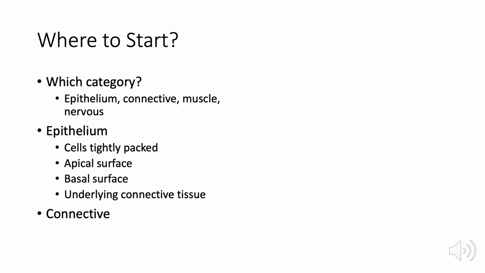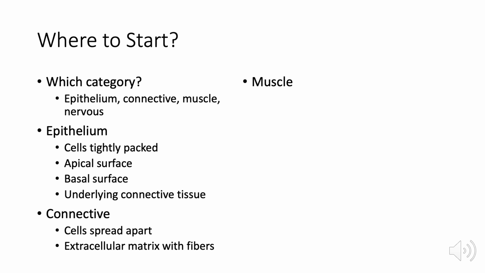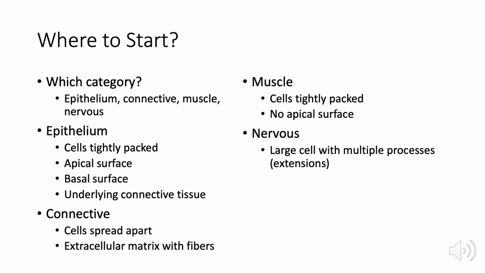For connective tissue, on the other hand, the characteristics we see here are that the cells will be spread apart. We'll see extracellular matrix, and we will often see fibers in that connective tissue. For muscle, the cells are also tightly packed, similar to what we saw with epithelium, but no apical surface here. That muscle tissue is going to be adjacent to other tissue types, like connective tissue, for example. And then finally, for nervous tissue, we're looking for large cells, that would be our neurons, and they will have multiple processes or extensions of that cell that extend away from that nervous tissue in that slide.